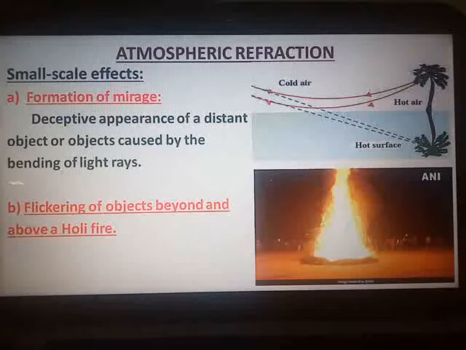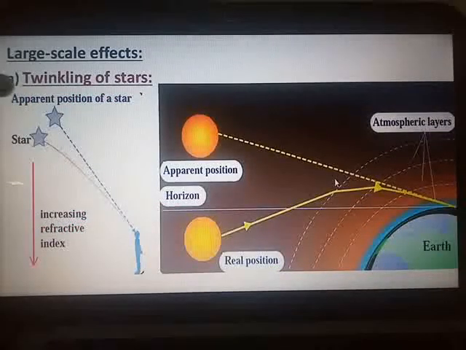Now, when you speak about the large scale effects, the first large scale effect which is due to atmospheric refraction is the twinkling of stars in the sky. You have studied in the pre-primary classes a small poem, Twinkle Twinkle Little Star. Do these stars really twinkle? No. You have studied about stars. They emit their own light and they shine in the sky during the night time. The stars are point sources of light as they are very far away from us.